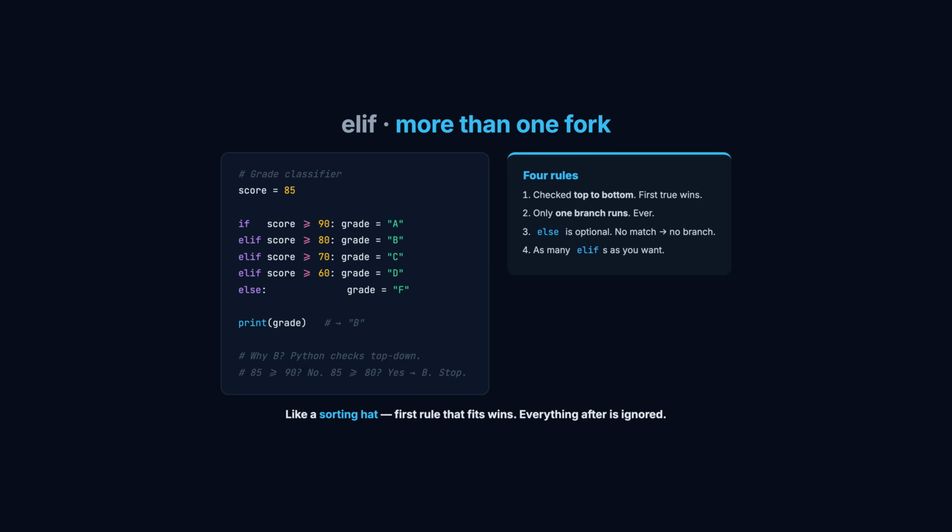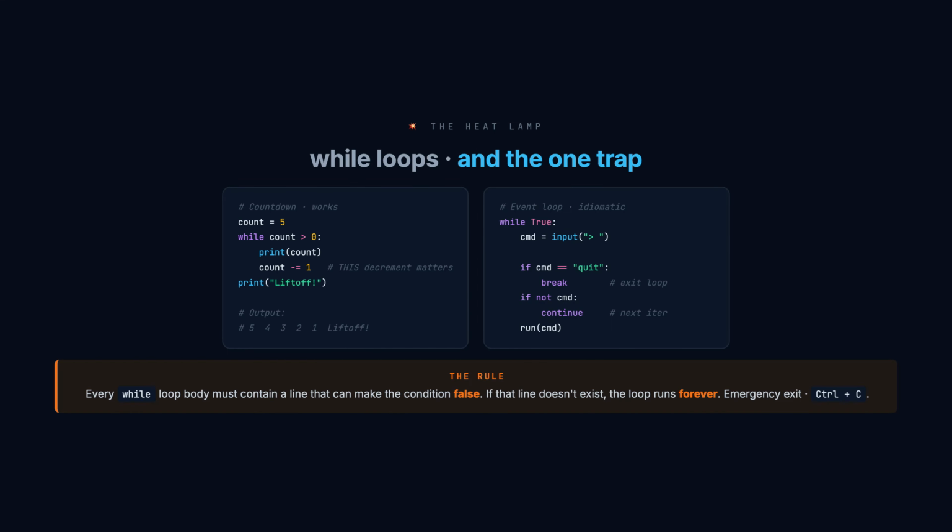Third, the else at the bottom catches everything not already matched. It is optional. If you leave it off and nothing matches, no branch runs and your program just continues. Fourth, you can have as many elifs as you want. 3, 10, 20. Python does not care. Think of it like a sorting hat. The first rule that fits wins. Everything after is ignored.